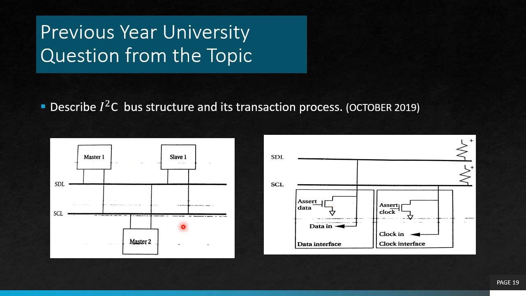The first one is the basic I2C bus structure, where we have two lines, the serial data line and the serial clock line. The serial data line contains data and the serial clock line indicates when valid data is present in SDA. All the nodes are connected to both SDA and SCL. Some of the nodes act as masters while others act as slaves. In the next figure, we have SDA and SCL. Initially, the state of both these lines will be high. This is done with the help of pull-up resistors connected to both SDA and SCL. We have a data interface and a clock interface. The data interface is connected to SDA for data operations and the clock interface is connected to SCL for clock operations.